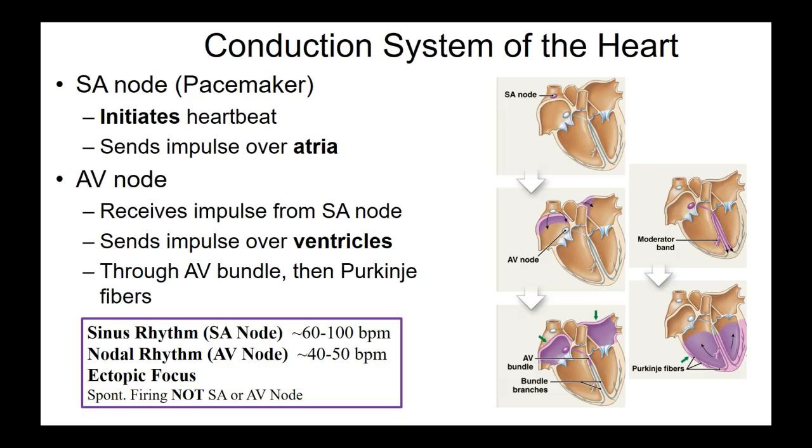Now, if some area other than the AV or SA node spontaneously fires, we call that an ectopic focus. So that's spontaneous firing at some place other than the SA and AV node. Say this area, for whatever reason, starts having some sort of depolarization event and it causes that area to contract. What's the problem with that? We have an ectopic focus, and it throws off the rhythm.